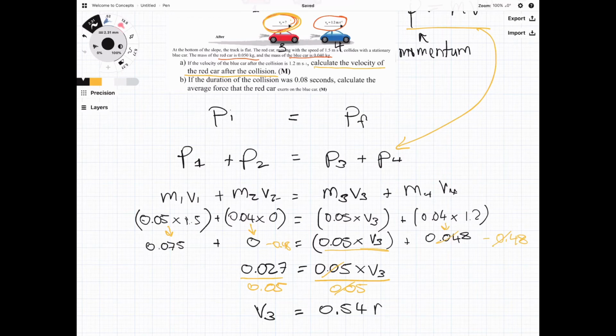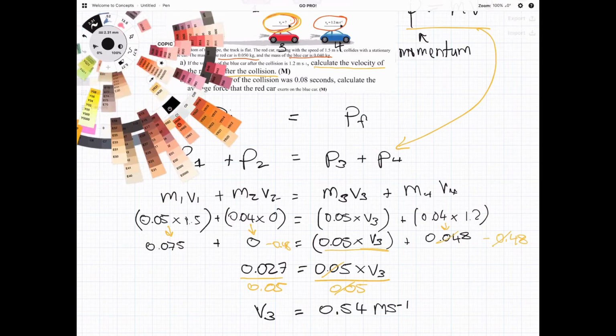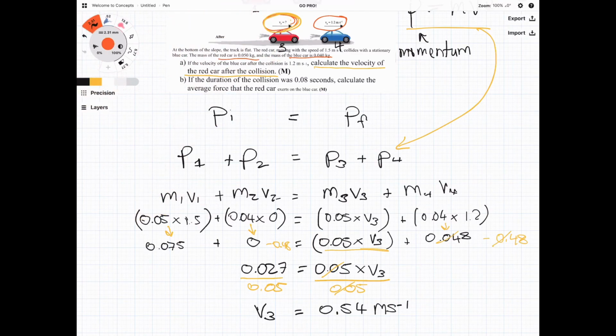0.54 meters per second. Okay, remember that we need a unit, or it doesn't mean anything. Okay, and if you got that far, that's a nice merit. So that's really good effort there. That's using our conservation of momentum, saying that P before the collision is equal to momentum after collision. All right. Cool.